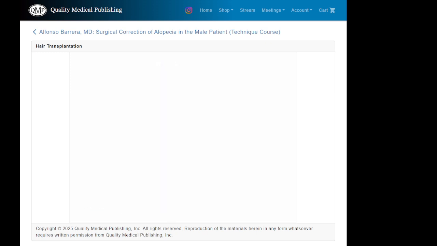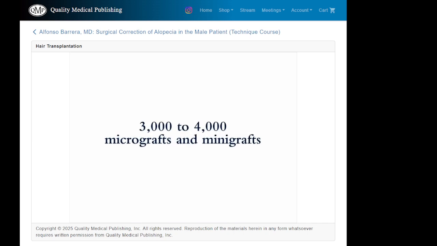In cases of moderately severe male pattern baldness, 12.5% of the scalp is usually safely available for hair transplantation. That is the equivalent of 12,500 hairs, or 6,250 follicular unit grafts, with an average of 2 hairs each. This means approximately 3,000 to 4,000 micrografts and mini-grafts can be transplanted in 2 megasessions.